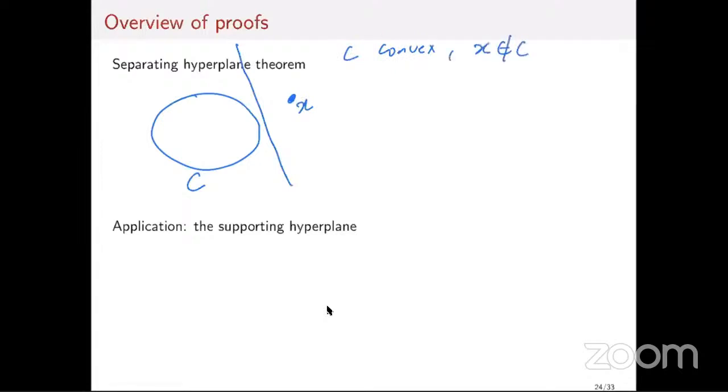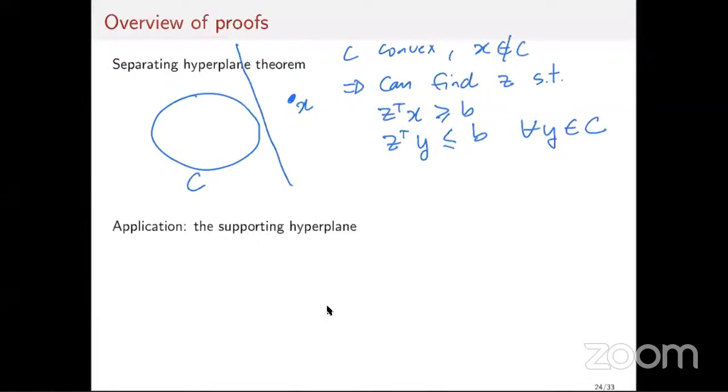then this implies I can find a certain vector, call it Z, for example, such that Z transpose X is bigger than some constant B, and Z transpose Y is less than B for all Y in C. So if I call this the hyperplane Z transpose Y is equal to B, and Z is this vector, what these inequalities are telling me is that Z transpose X is on one side of this hyperplane, and the convex set C is on the other side. This is what we call the separating hyperplane theorem.